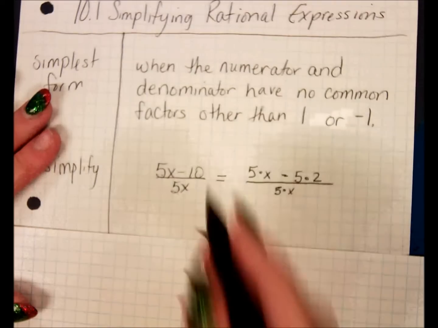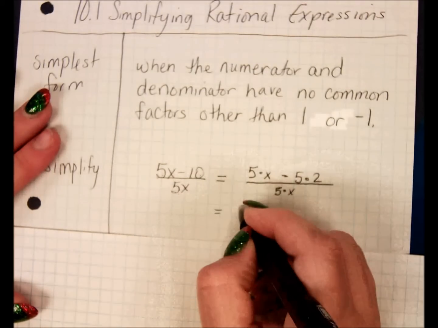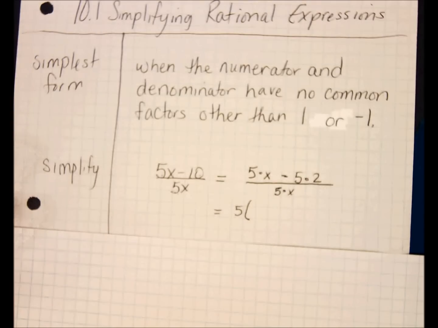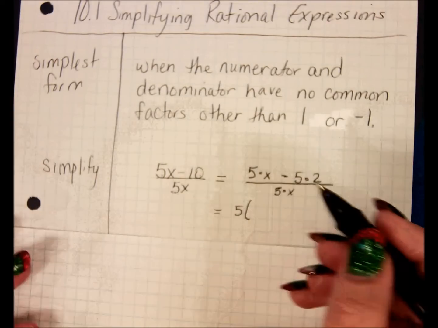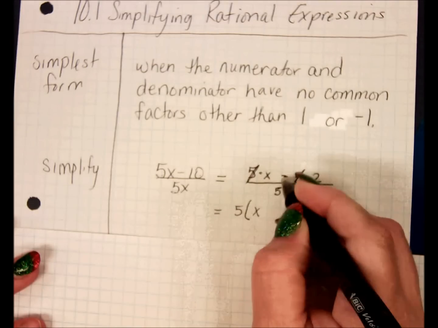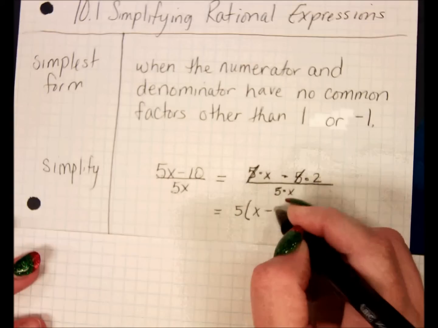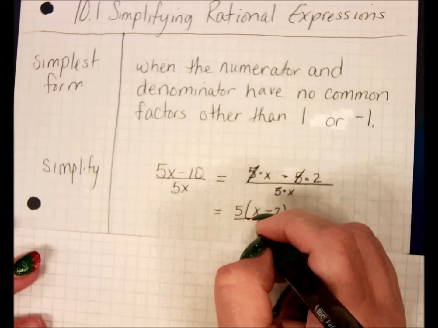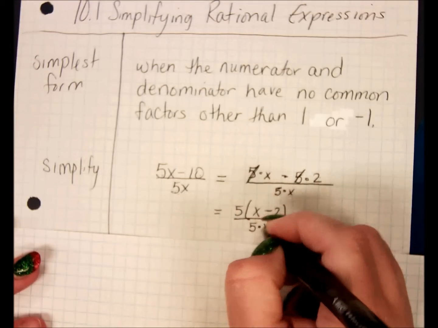So now, I'm going to rewrite this, like we were doing before when we were simplifying and factoring. I'm going to take that 5 out. I'm going to cross it off here and here, and I'm left with x minus 2 on top. On the bottom, I have 5 times x.